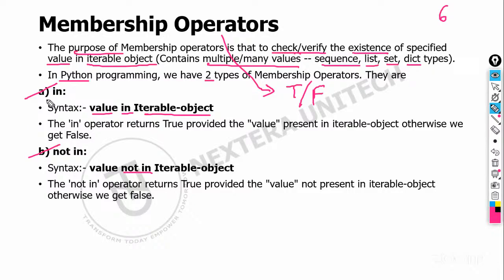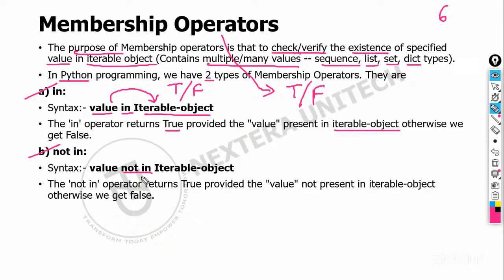Now let us discuss how this in operator works. In operator under membership operators returns true when the value is present inside an iterable object. If the value that you are trying to check is present inside the object, yes, our membership operator in will return true. What if the value is not present? It returns false. Simple. Value is present, it returns true. Value if it is not present, it returns false.